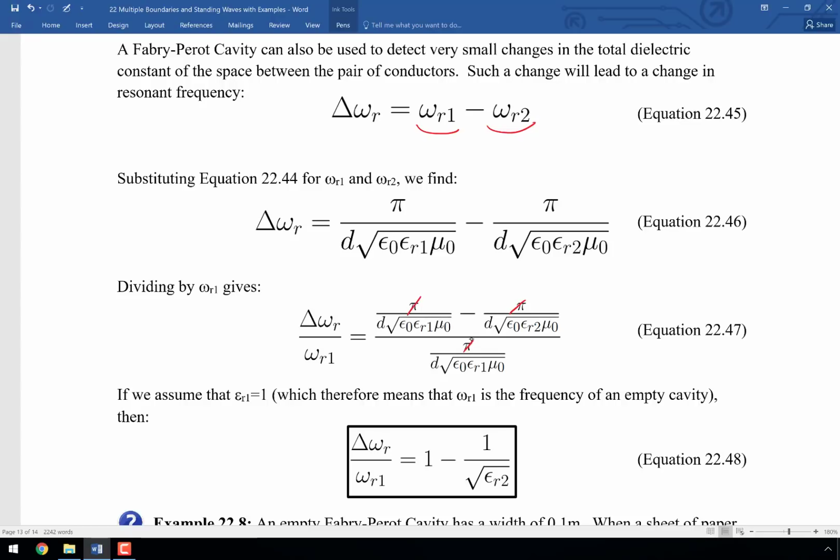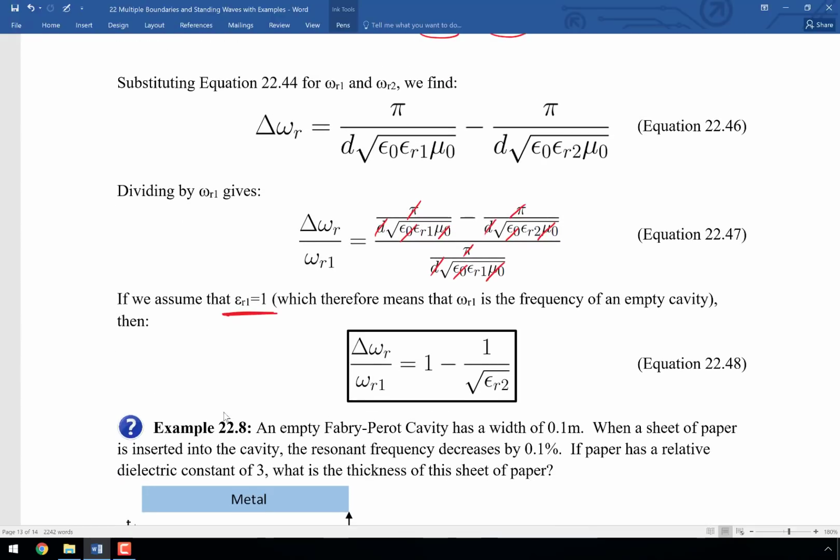The pi's are going to cancel, the d's are going to cancel, the epsilon zeros are going to cancel, the mu sub zeros are going to cancel, and all we're left with is some relationship in epsilon r1 and epsilon r2. If we're then going to assume that epsilon r1 is equal to 1, so this is free space or an empty cavity, therefore the original omega r1 was the frequency of the empty cavity, then equation 22.47 reduces down to equation 22.48. Remember that the epsilon r1 is going to go to 1, and this is going to go to 1, and this is in the denominator of the numerator, so it just becomes in the denominator.